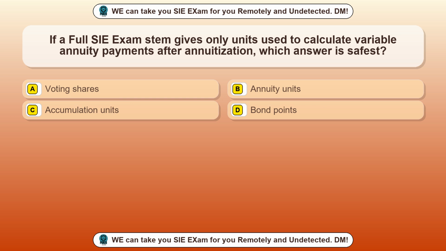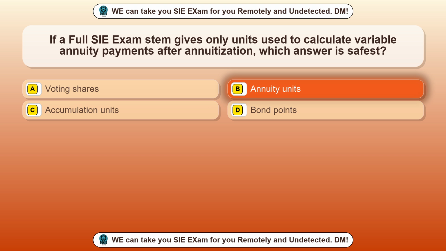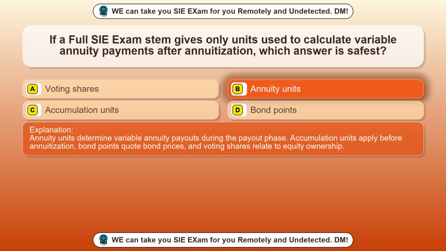Question 16. If a full SIE exam stem gives only units used to calculate variable annuity payments after annuitization, which answer is safest? Option A, voting shares. Option B, annuity units. Option C, accumulation units. Option D, bond points. The correct answer is option B, annuity units. Annuity units determine variable annuity payouts during the payout phase. Accumulation units apply before annuitization, bond points quote bond prices, and voting shares relate to equity ownership.